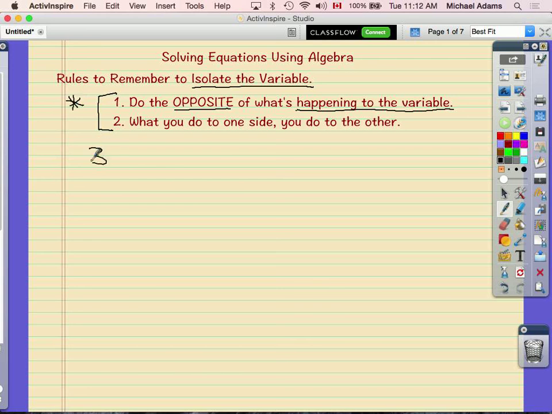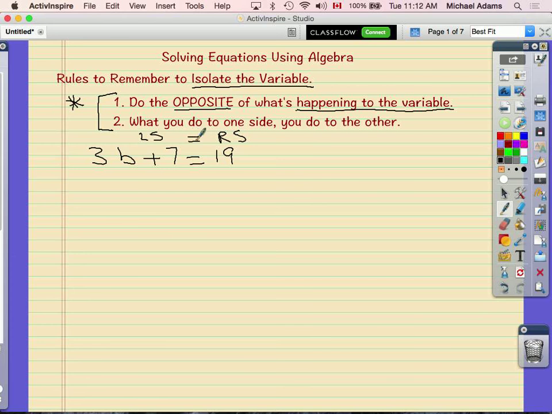Let's say I have the example 3b plus 7 equals 19. Now my variable is b, and let's take a look at what's happening to it. Here it's being multiplied by 3, and here it's being added by 7. And if we remember with equations, there's always two sides, the left side and the right side, and these two are equal to each other.